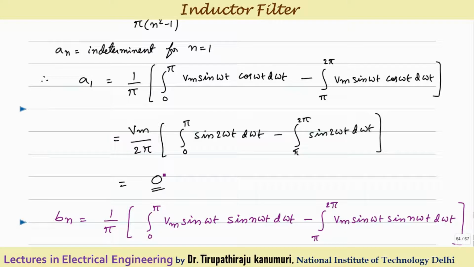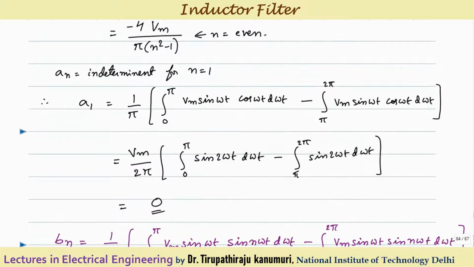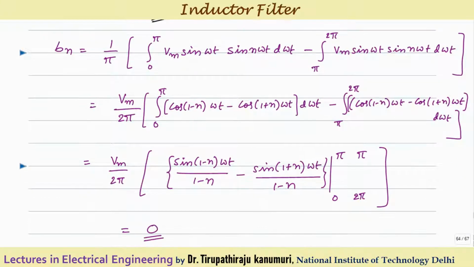So from this we can summarize that the value of an will be 0 for the case of odd number, and it will be equal to minus 4Vm by pi times of n square minus 1 for even number. Now let us calculate the value of Bn. So Bn will be equal to 1 by pi, integration from 0 to pi, V maximum sin omega t, we have to multiply with sin n omega t here, d omega t, and from pi to 2 pi it is minus V maximum sin omega t. So same thing will repeat here.